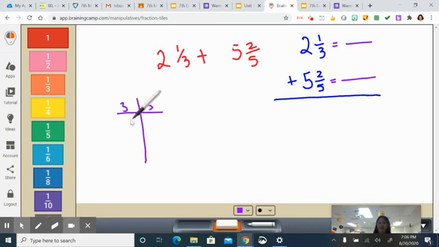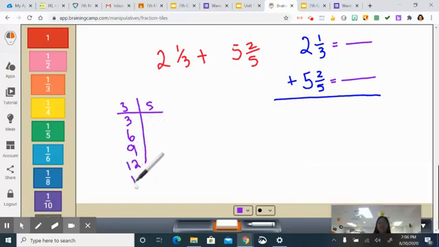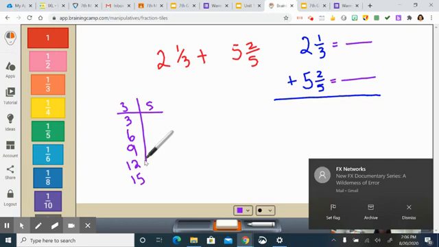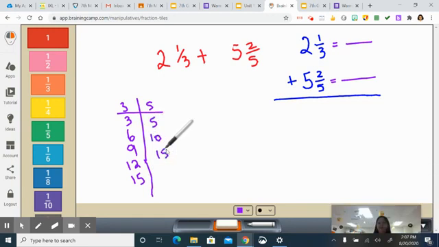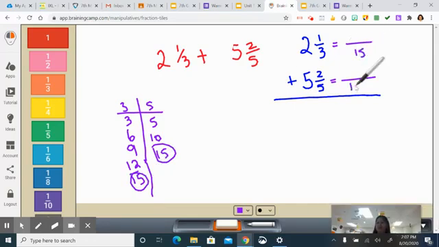So let's count by threes. We're going to do 3, and then 6, 9, 12, 15. I could probably stop there. Now we're going to do 5. 5, 10, 15. There's my common denominator. And most of y'all can do it in your head without having to do this table, and that is great. If you can't do it yet, this is the perfect way to start.